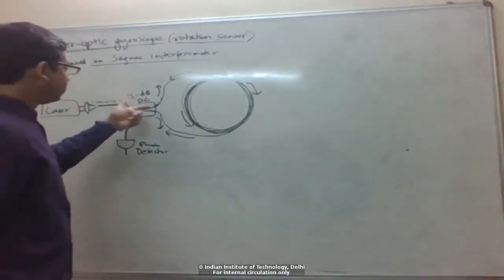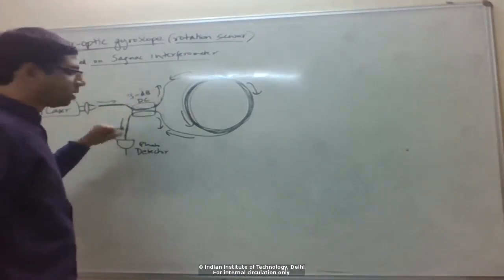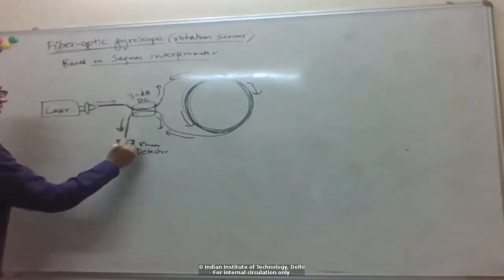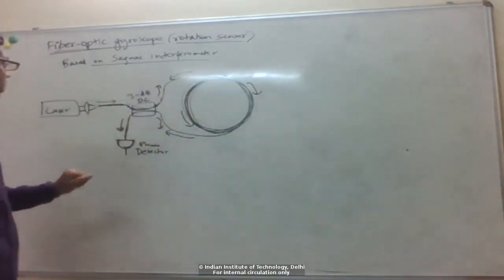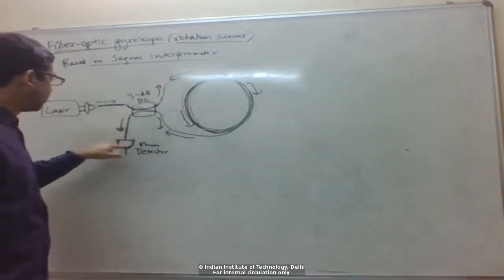Because we have a pi phase shift, and if this is 3 dB, with equal powers, they destructively interfere and you have no light at the detector. So if we have just this setup which is stationary, then these two paths cancel out and there is no light at the detector.